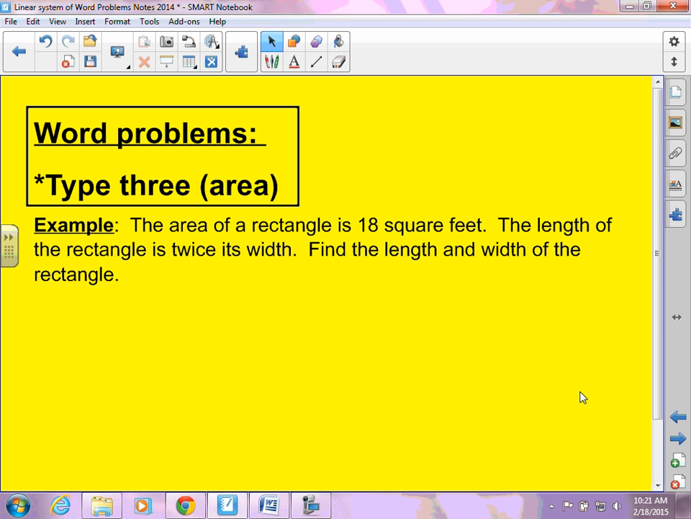The length of the rectangle is twice its width. Find the length and the width of the rectangle. Right? So you think about it. I've got this rectangle and I know the area. I just got to find the length and width.